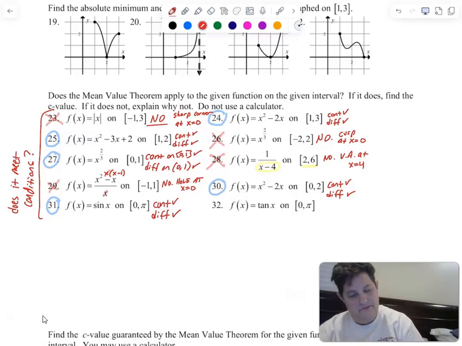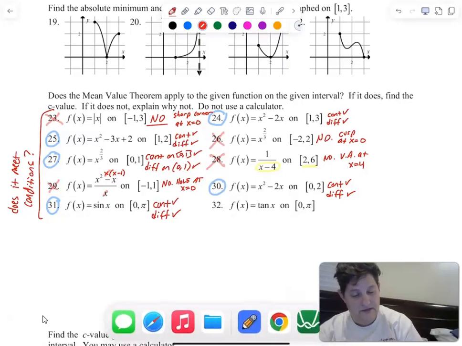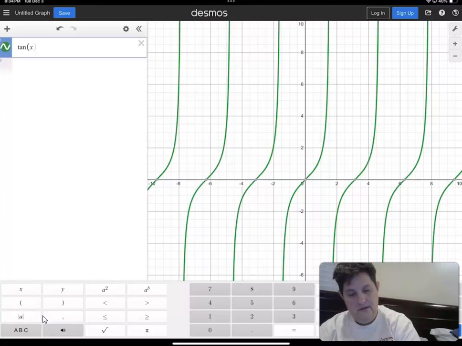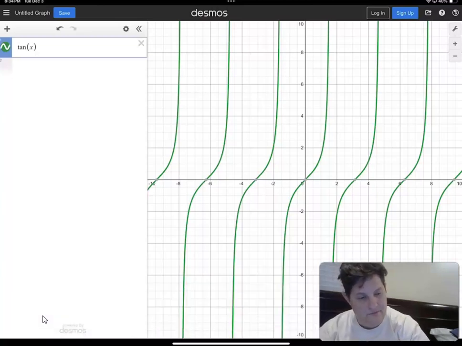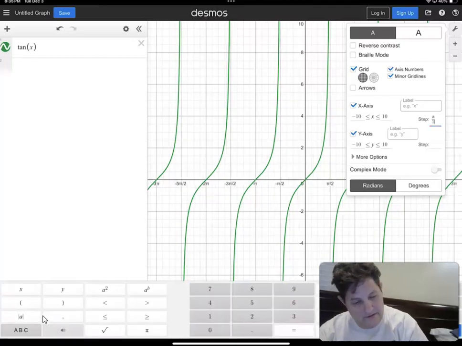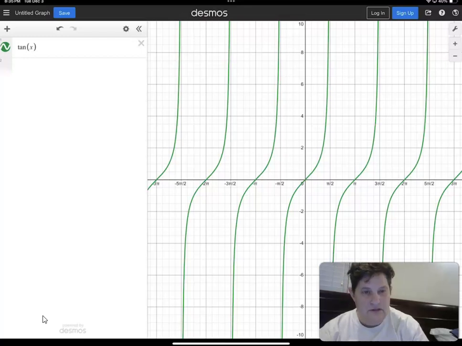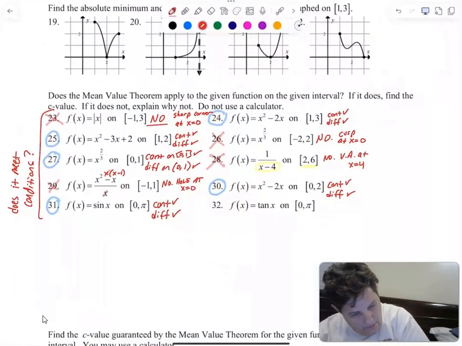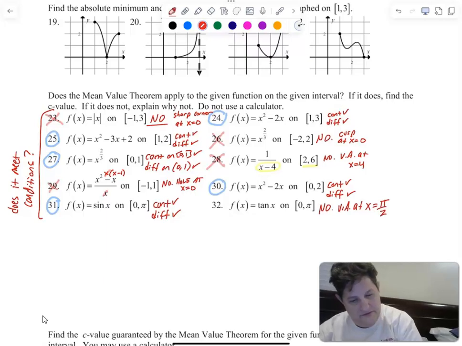And then number 32, let's see if you remember what the graph of tangent looks like. Go ahead and take a look at it. I don't know if you guys remember, but this graph has asymptotes at every pi over 2. So I was trying to go on this one from 0 to pi. This is not going to work, because there is a vertical asymptote at pi over 2, which is between 0 and pi.